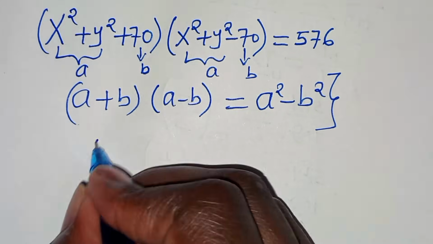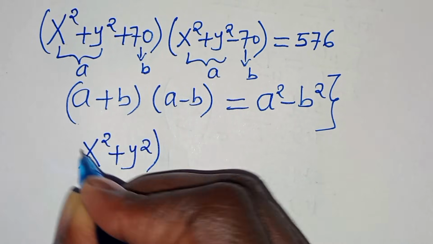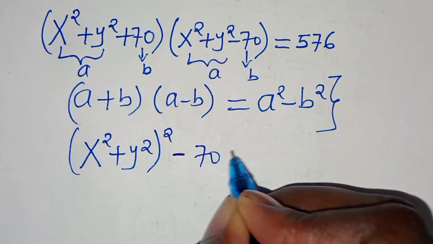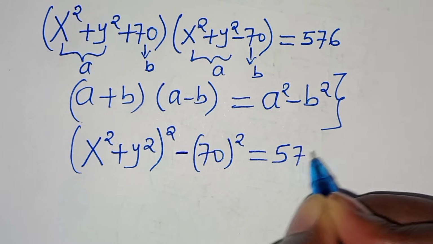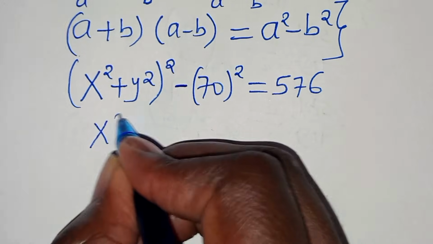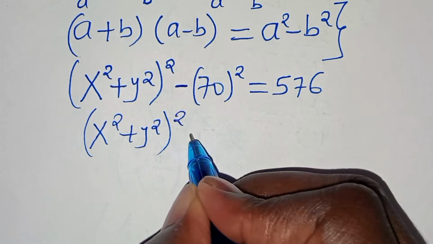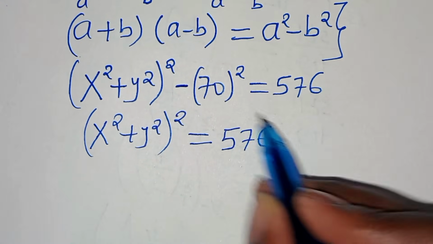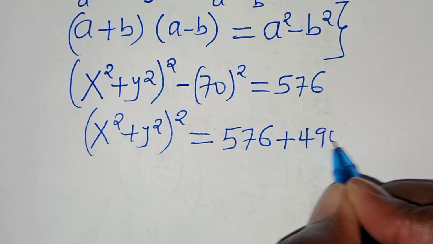Now we can express this as x squared plus y squared raised to the power of 2, then subtract 70 raised to the power of 2. This is equal to 576. So we have x squared plus y squared raised to the power of 2. This is equal to 576. Now, this is minus 70 squared. This becomes plus 4900.